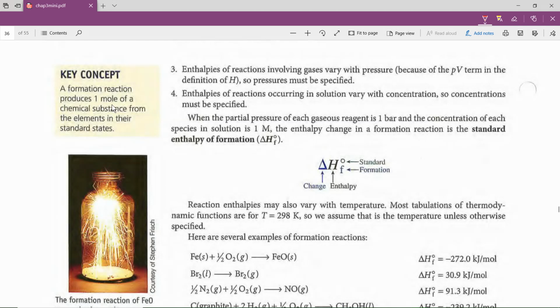A formation reaction produces 1 mole of a chemical substance from the elements or elemental molecules that constitute the product, with those elements in the standard states. The product doesn't have to be in the standard state, but the elements or elemental molecules on the left-hand side of the equation do have to be in their standard states. When the partial pressure of each gaseous reactant is 1 bar and the concentration of each species is 1 molar, we're talking about liquids, solutions, the enthalpy change in a formation reaction is the standard enthalpy of formation. And again, it's called delta H naught F.